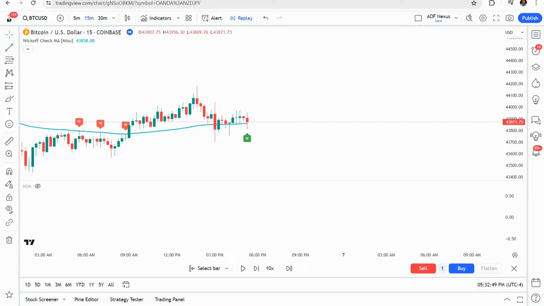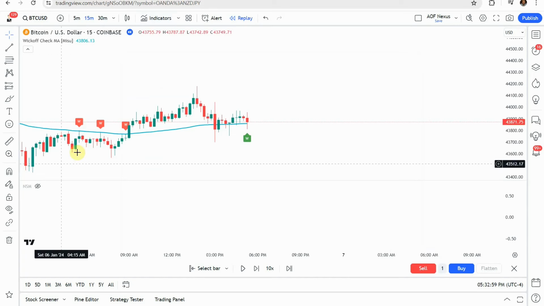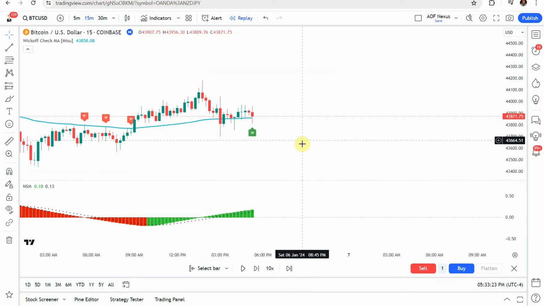And then the next indicator we will want to add to the screen is going to be the normalized smoothed MACD. This one right here. Again, add that to the screen, and again we will jump into the settings on this one. For the fast period, you're going to set that to 100. Under the slow period, you're going to set that to 200. And then under the smooth period, you're going to set that to 145. Go ahead and click OK, and everything should look as I have on screen now.